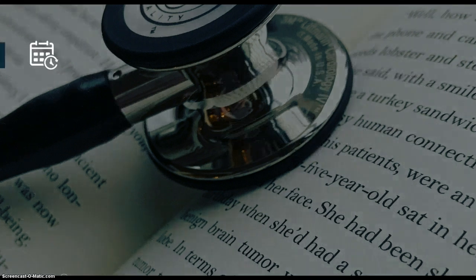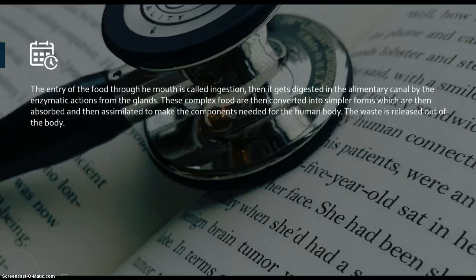Let us move ahead and see the timeline. The entry of the food through the mouth is known as what? Ingestion. Whenever we take food through our mouth, that is known as ingestion. Then that food gets digested in the alimentary canal by the enzymatic actions of the glands. These glands help in the enzymatic actions and convert this complex food into simpler forms. As soon as they are converted to simpler forms, they are absorbed by the system.